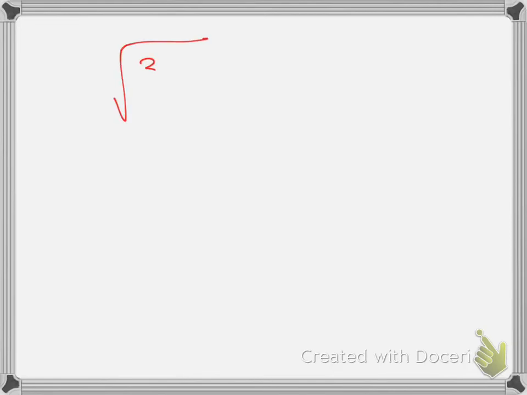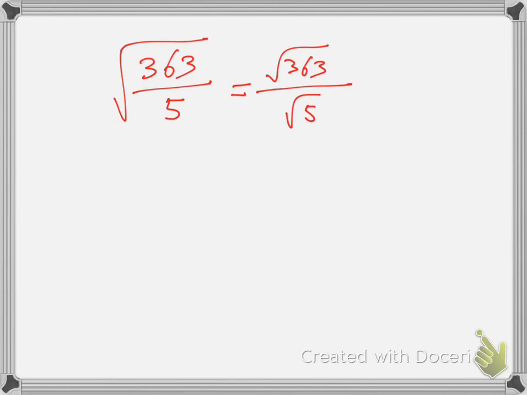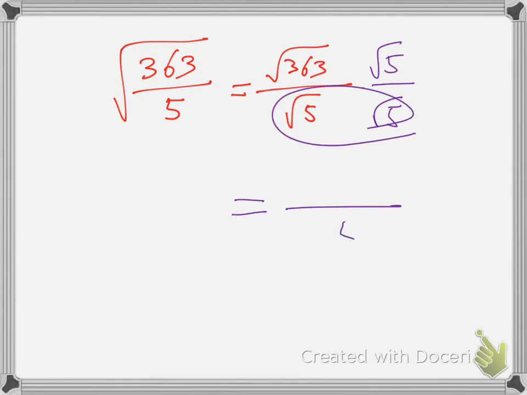For example, we have the square root of 363 divided by 5. Rationalize this denominator. So now we rewrite it: the square root of the numerator times the square root of the denominator. To rationalize the denominator, we need radical 5 on top and radical 5 on bottom. Now the denominator is 5. What about the numerator? Do not multiply them. We have radical 363 times radical 5. Don't multiply them. You need to factor 363 to get better simplified radicals and then multiply that.